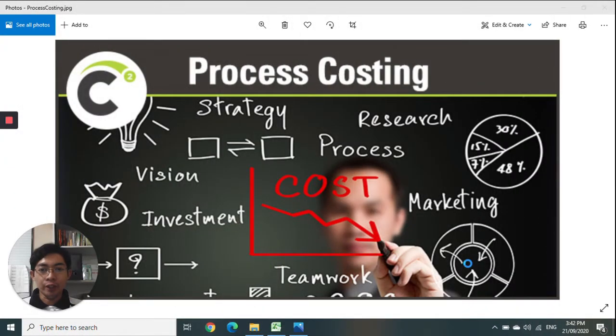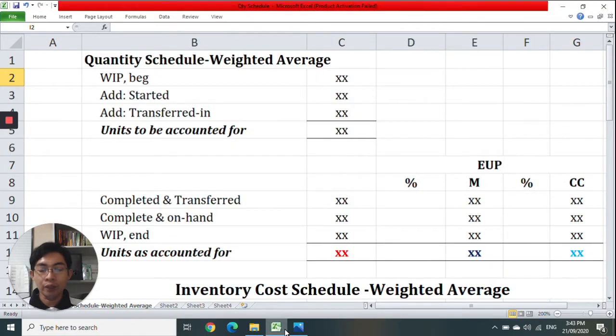For today's video, we will be continuing our discussion on process costing, concentrating on our inventory cost schedule. As a recap, we can use two methods in our process costing system, namely the weighted average method and FIFO, or first in first out method. Then we use our quantity schedule in order to plot our units to be accounted for and units as accounted for. So for this video, we will be concentrating on the weighted average method inventory schedule.